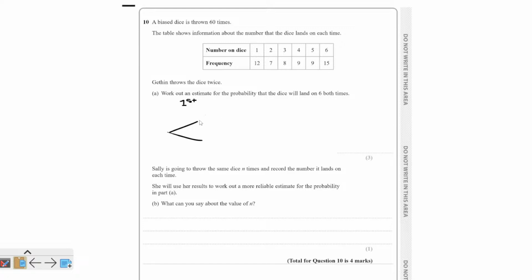We want to land on 6, or I'm just going to put "not 6" because I don't need to write down the other 5 ones. That would be way too many to draw. So what's actually my probability that the dice will land on 6? I need to work that out.